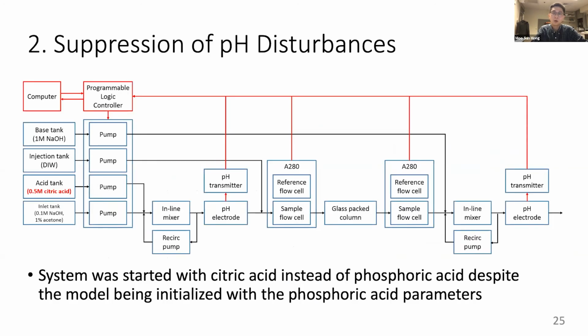Moving on to the next validation experiment, disturbance rejection was tested for pH control by changing the buffer of the acid stream from phosphoric acid to citric acid. And this was done with the model still initialized with the acid dissociation constants of phosphoric acid. So the model is initially not aware of the buffer change in the acid stream.